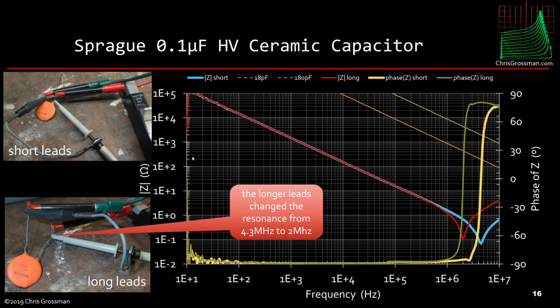So we can see here when the scope probe leads are right up against the part, we get a resonant frequency of about 4.3 megahertz. And this is a real resonant frequency because this impedance is way down below this line. This is because this is a 0.1 microfarad capacitor, so the capacitance of an 18 picofarad probe isn't going to make a bit of difference. Now, if we move the leads out here for the long leads, this resonance moves down because we've added additional inductance.